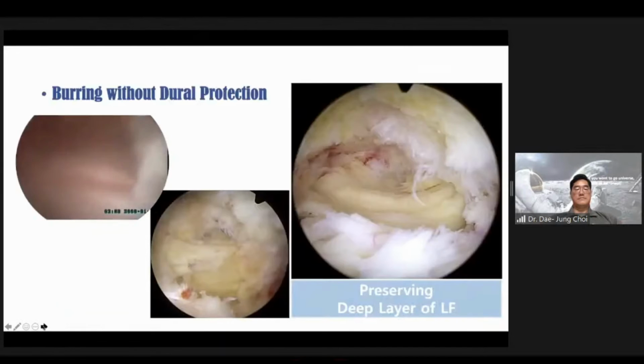The first trick to prevent dura tear is to preserve the deep layer of ligamentum flavum until finishing the bony procedures. Boring without protection of the deep layer of ligamentum flavum is the most common mistake of recruits in the learning curve.